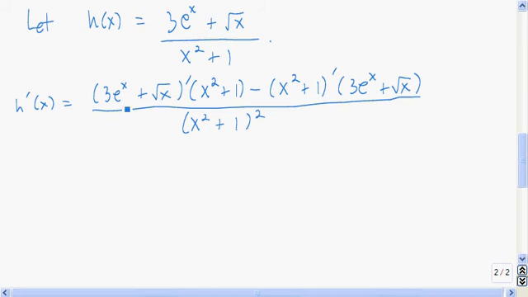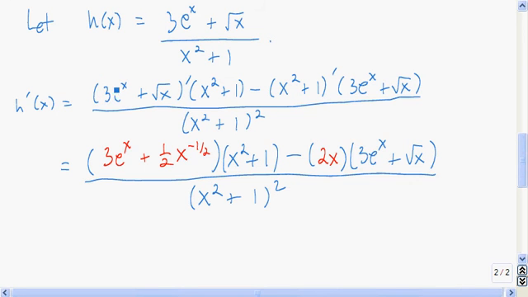So it's the derivative of the top times the bottom minus the derivative of the bottom times the top, divided by the square of the bottom. So now we have to differentiate this 3e to the x plus the square root of x, and this x squared plus 1. The derivative of 3e to the x is 3e to the x. The derivative of the square root of x is 1/2 x to the minus 1/2. The derivative of x squared plus 1 is just 2x.